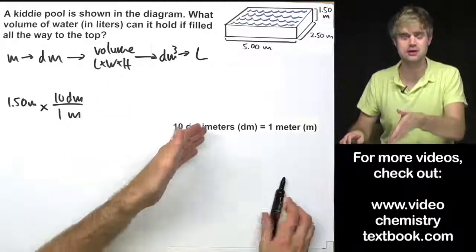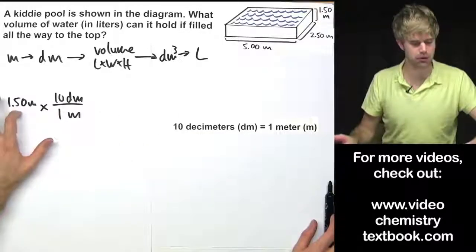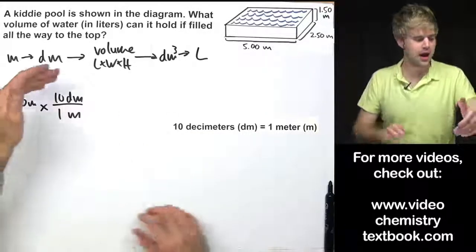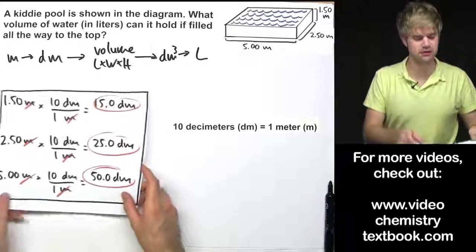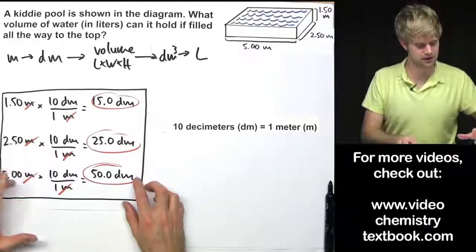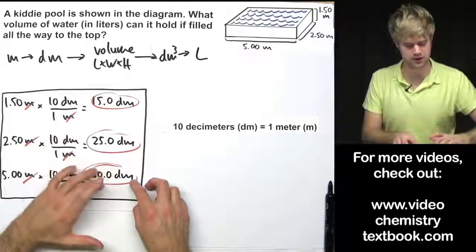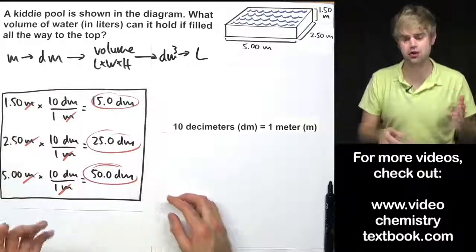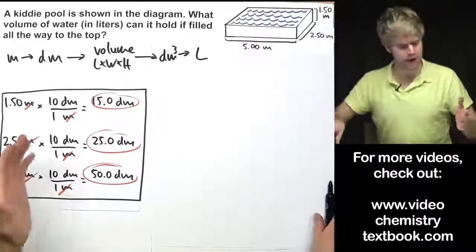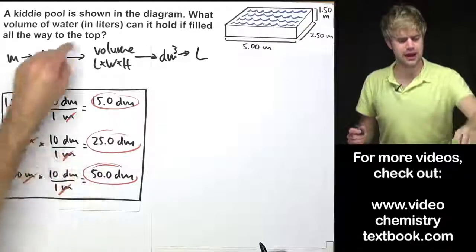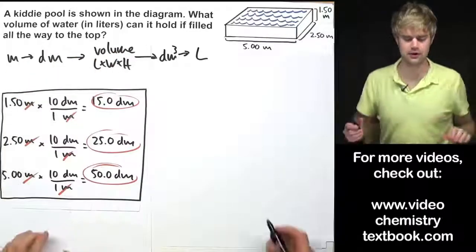There are 10 decimeters in each meter, so what I'm doing is multiplying this by 10. I'm not going to bore you with the process of all of this, so here are my 3 lengths in meters converted to decimeters. I've essentially multiplied each one of them by 10. Now my lengths are all in decimeters, and I can move on to calculating the volume.